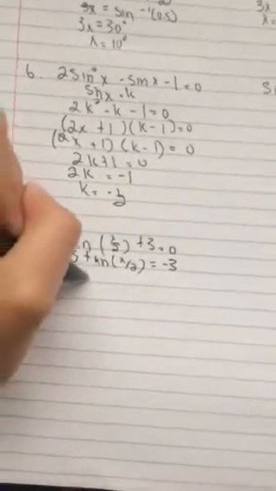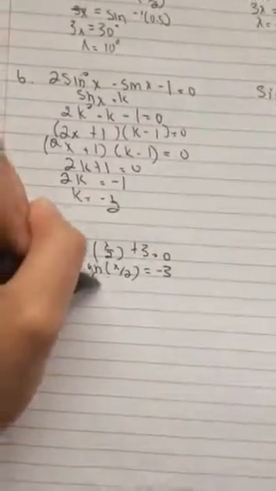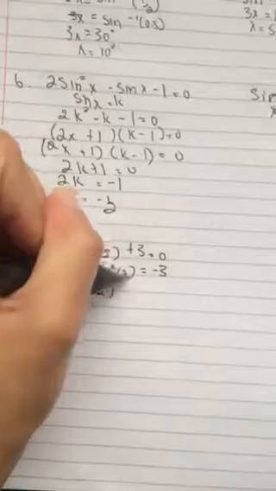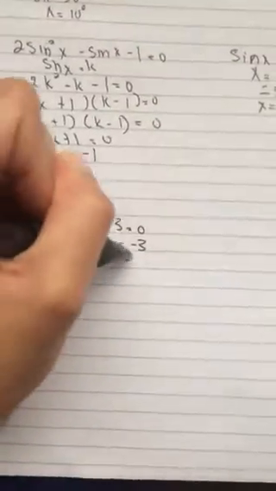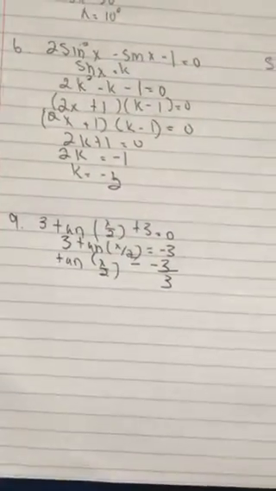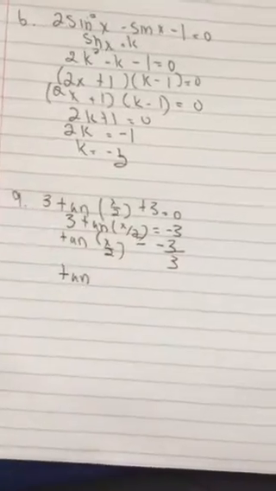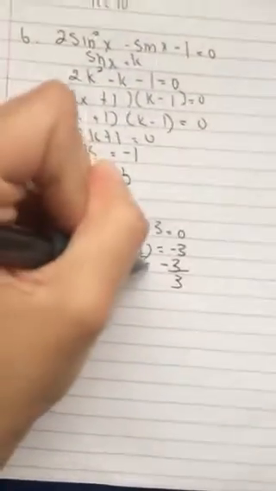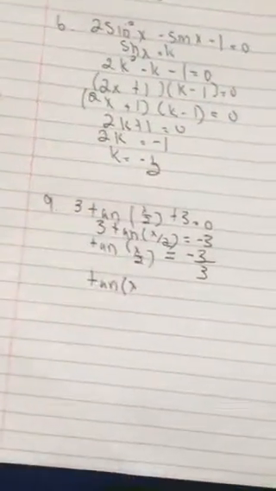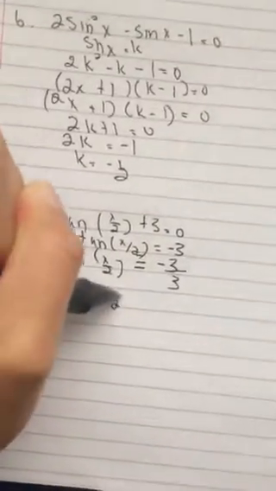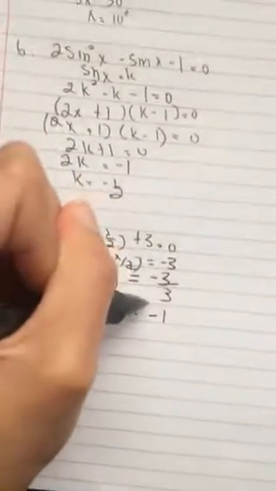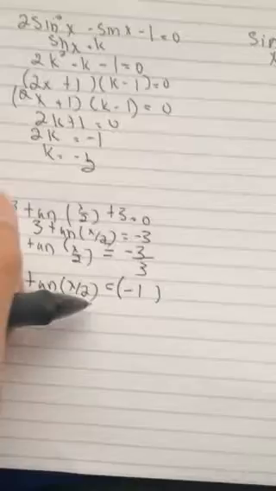And then I did tan x over 2, which equaled negative 3 over 3. And then I had tan, sorry, I'm going to do this better. My writing's very bad. tan x over 2 equals negative 1. And put a bracket over it.